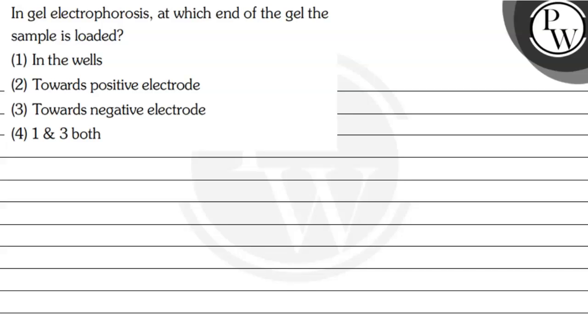So the question says: in gel electrophoresis, at which end of the gel is the sample loaded? The options are: first, in the wells; second, towards the positive electrode; third, towards the negative electrode; and fourth, 1 and 3 both. So हमें इन चार options में से correct option को identify करना है.